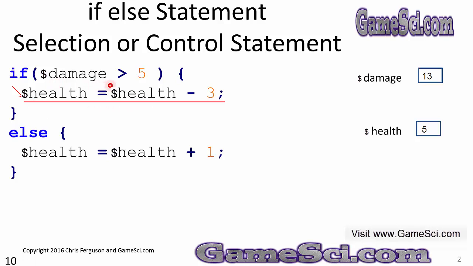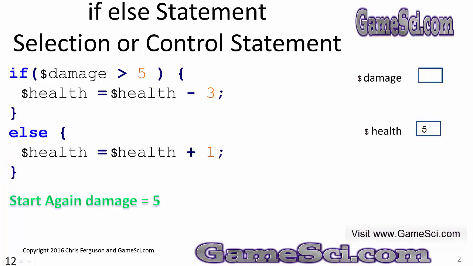When the condition or boolean is true, we will select this piece of code to execute. Health equals health minus 3 will execute, and you can see the updated 5 in the health variable. When it's done with the if portion of the if-else statement, it will skip past the else and continue on with the program. One more time, and we'll wrap it up.